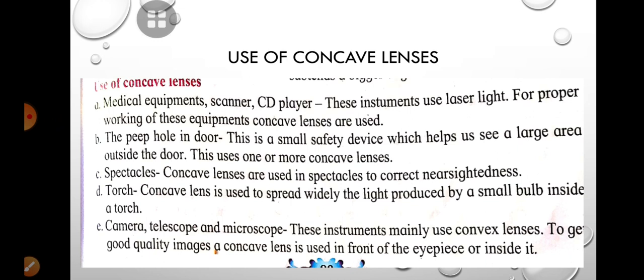Spectacles. Concave lenses are used in spectacles to correct nearsightedness or myopia. Torch. A concave lens is used to spread widely the light produced by a small bulb inside a torch. Camera, telescope, and microscope. These instruments mainly use convex lenses. To get good quality images, a concave lens is used in front of the eyepiece or inside it.